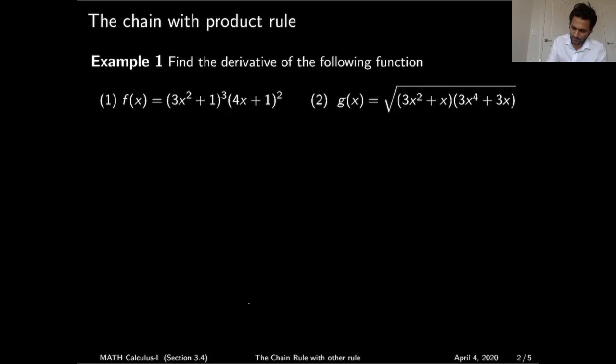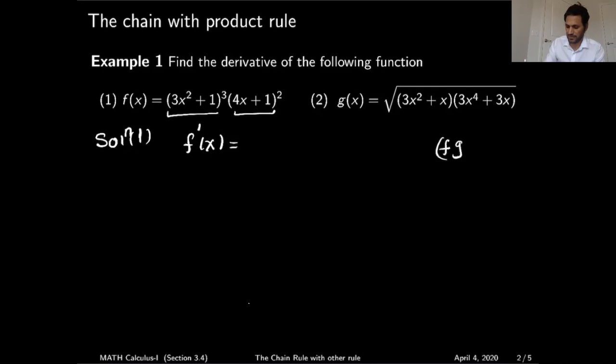The solution to the first problem is as follows. We have a function f of x equal to (3x squared plus 1) to the cube times (4x plus 1) squared. So we have the product of two functions, and their derivative will be found using the product rule. What is the product rule?